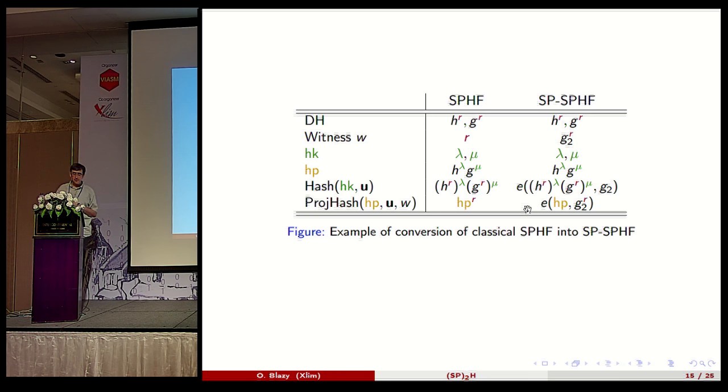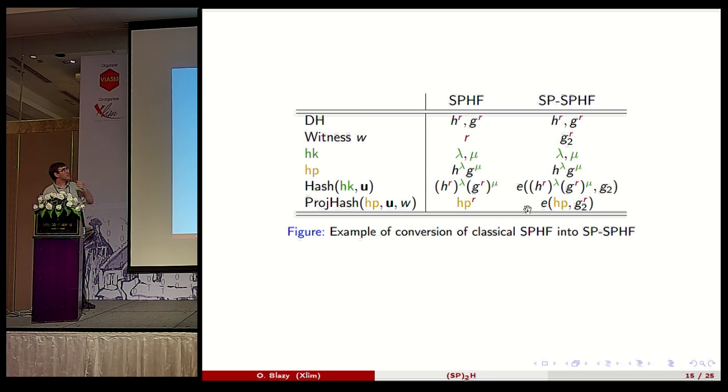For the structure-preserving SPHF, you do that but with a pairing. And what I said earlier is that in fact, you could have for HK, g2^lambda and g2^mu and compute exactly the same value. And you have the projected hash that's once again computed using HP and r, or HP and the new witness g2^r. So why are we doing that? Simply because this means that a tremendous part of all the SPHF can be transformed into structure-preserving SPHF. So that's not a primitive, that's not instantiable. But we can also see that the reverse transformation may be hard. Because sometimes when you are going to compute a value, so think zero knowledge proof, you are going to have a group element where you don't necessarily know the discrete logarithm.